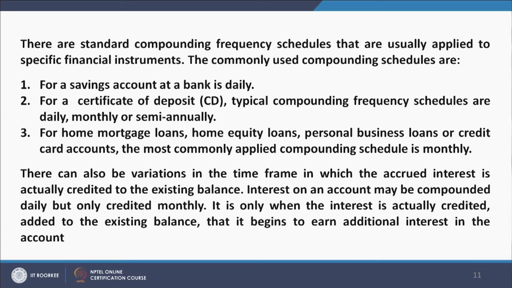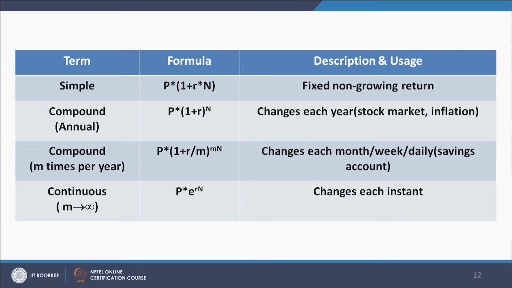Now, we see for simple interest, the formula is P into (1 plus R into N). This gives you the FV value. Fixed non-growing return, we call it. In compound interest, when it is annual, it is P into (1 plus R) to the power N. It changes each year; the stock market and inflation use this.